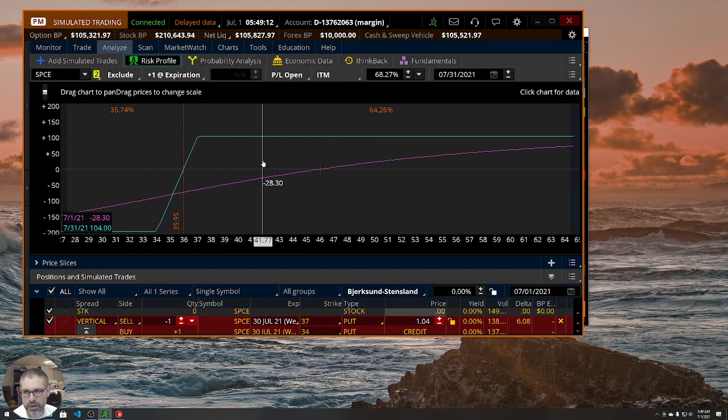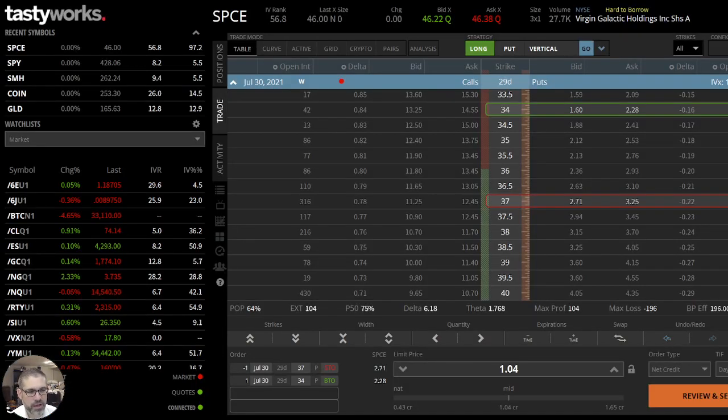And we have, according to Tastyworks, which I have pulled up right there, you can see its P50 for this trade right now is 75% chance that we're going to be able to pull off.